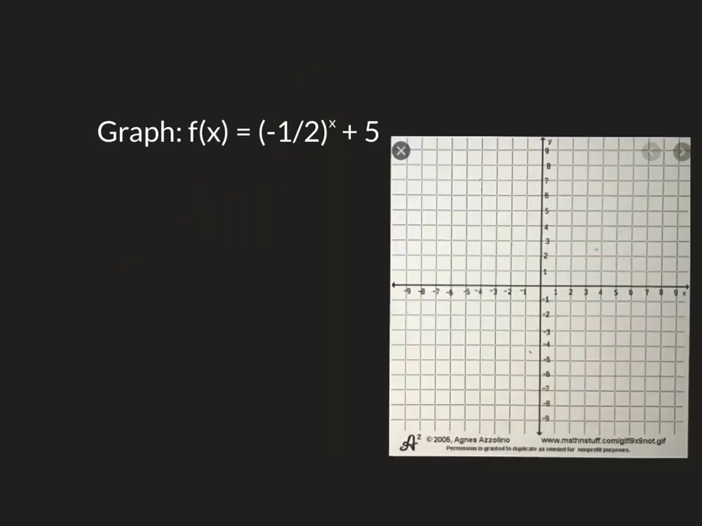Hope you're getting it. This one says -1/2 to the x power plus 5. Now the first thing I notice is there's a plus 5 out here, which means my asymptote has been shifted up 5. So the asymptote this time is going to be way up here at 5.